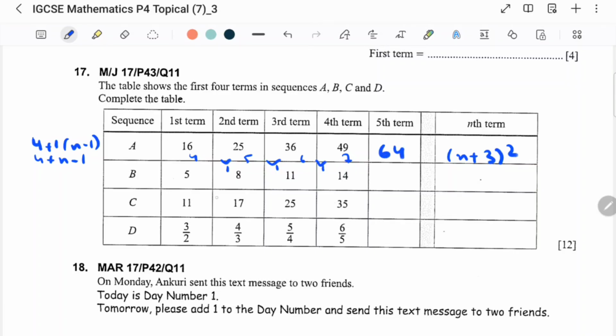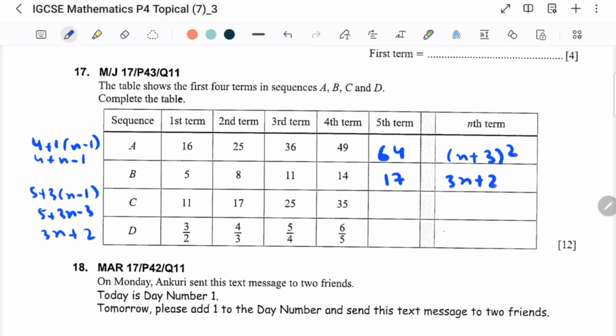Now 5, 8, 11, 14, adding 3, 3, 3. So a plus 3n minus 1, 5 plus 3n minus 3, 3n, and then plus 2. 3n plus 2, that is, and then you just add 3 to get it, 17. 11, 17, 25, 35. Okay, so when you check this one, you are having, this is 64.